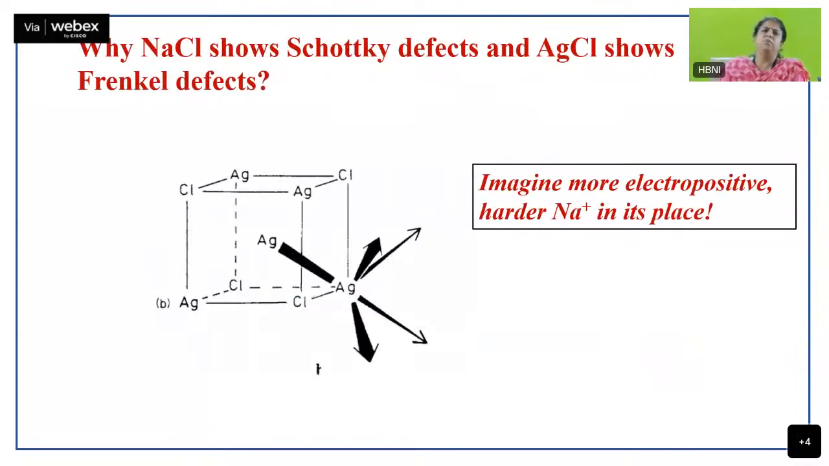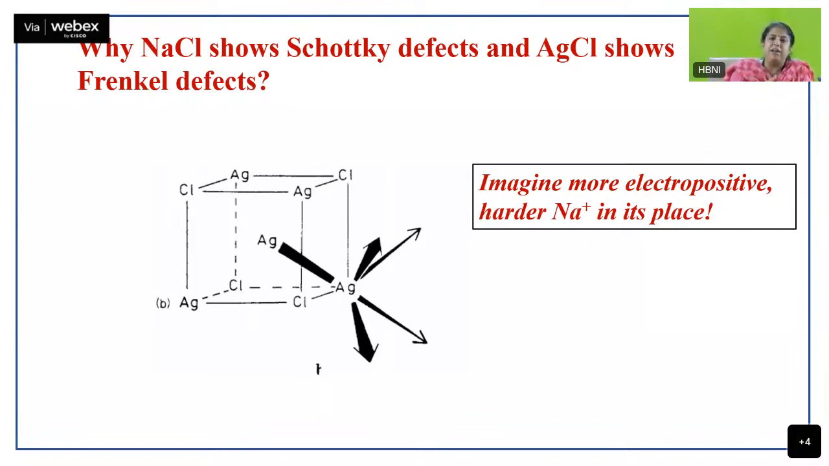Now, we just talked about why some materials show only Schottky defect and some show only Frenkel defect. Here I would want to clarify one thing. I would tell you, and the textbooks would tell you, that NaCl shows Schottky defect and silver chloride shows Frenkel defect. But that doesn't mean that NaCl will not show any Frenkel defect at all, and vice versa for silver chloride.